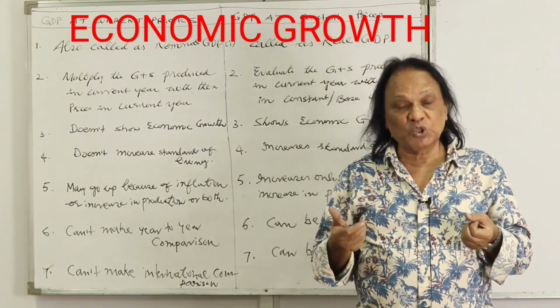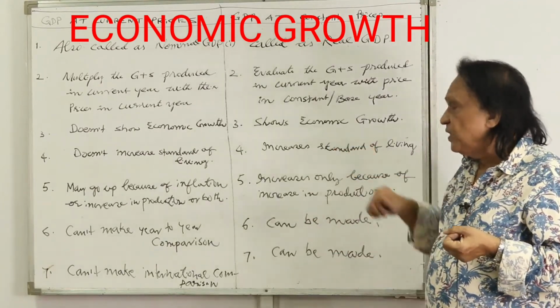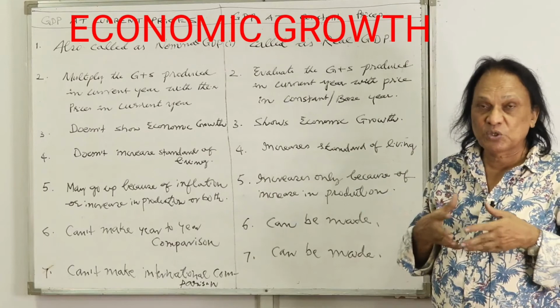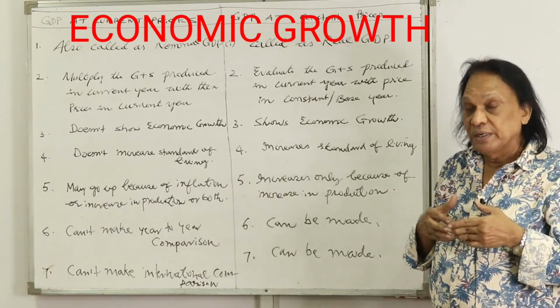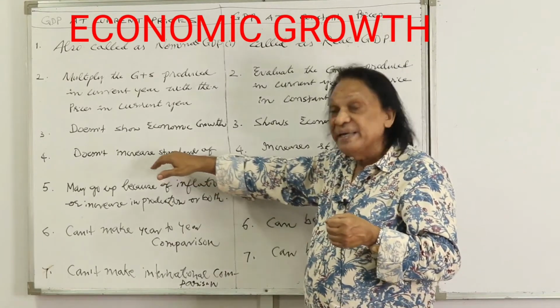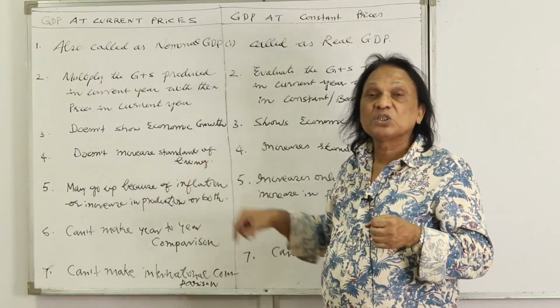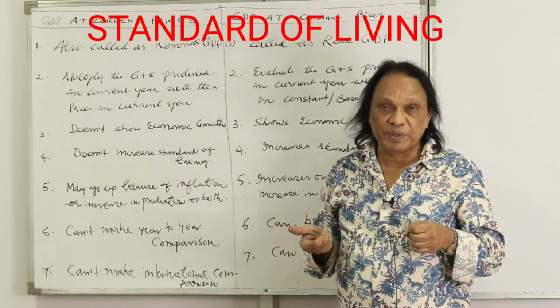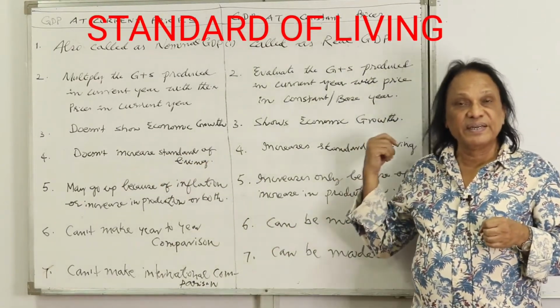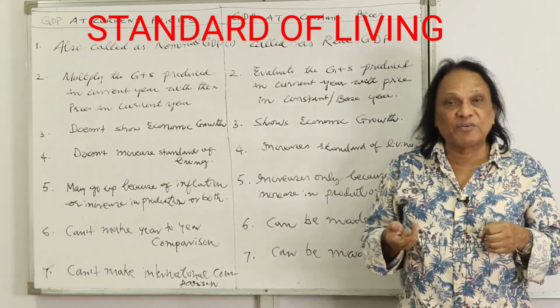Nominal GDP does not show economic growth. Real GDP shows economic growth. The next point is closely related to this. An increase in nominal GDP does not increase the standard of living of the people. But an increase in real GDP increases the standard of living.